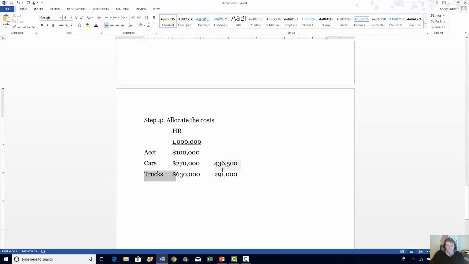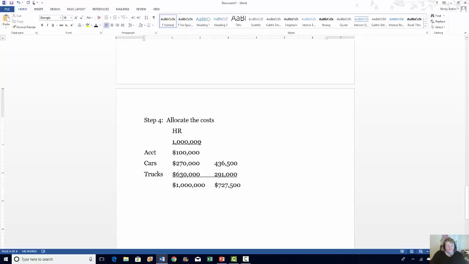So we're going to underline this, and this equals 1 million right here. You want to make sure these actually equal your amounts, because if you don't allocate all of your money, then your service overhead is not going to be fully allocated to your departments.